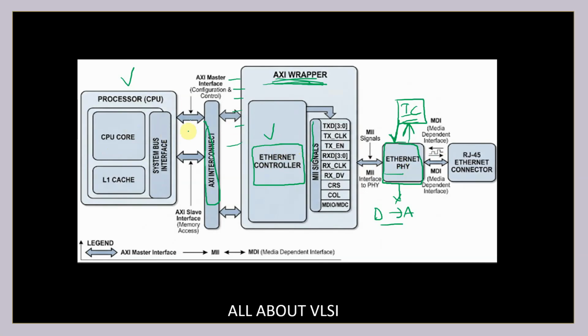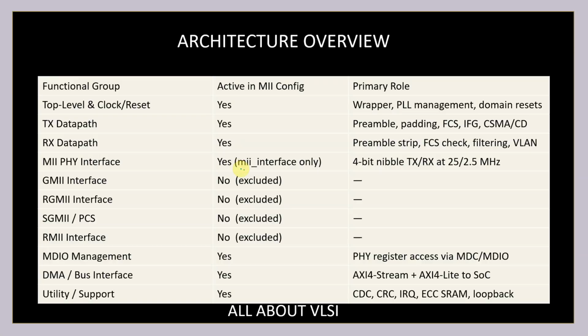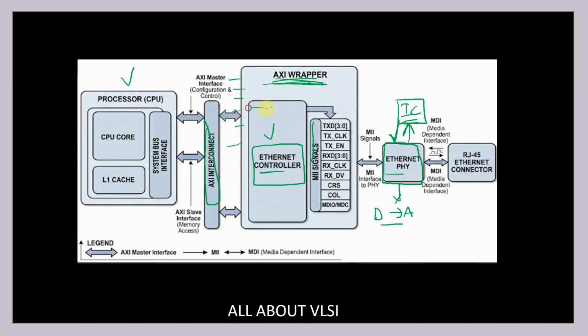Now, further, this Ethernet controller is going to have different sub-modules. We are going to have something known as a top level module and the TX data path. The main functionality of the TX data path is to create the frame, like preamble, and it is going to perform padding, frame check sequence, and interframe gap. CSMA/CD we are not going to implement, right? And it is also going to have something known as the RX data path. So the TX data path is for the transmitter side, and this Ethernet controller is going to have the RX data path for the receiver side.